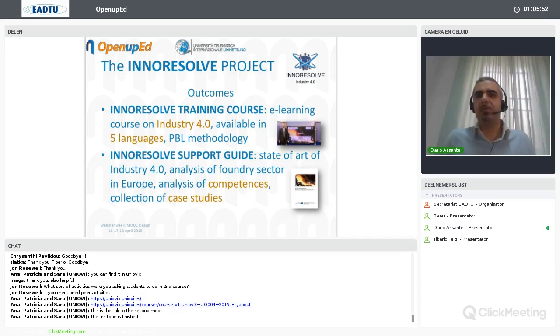The second outcome of the project is the support guide, a document on Industry 4.0 that provides an analysis of the state of the art of Industry 4.0 at European level, an analysis of the state of the art of the funding sector, and a collection of case studies in order to show in practice how to adopt the Industry 4.0 model.